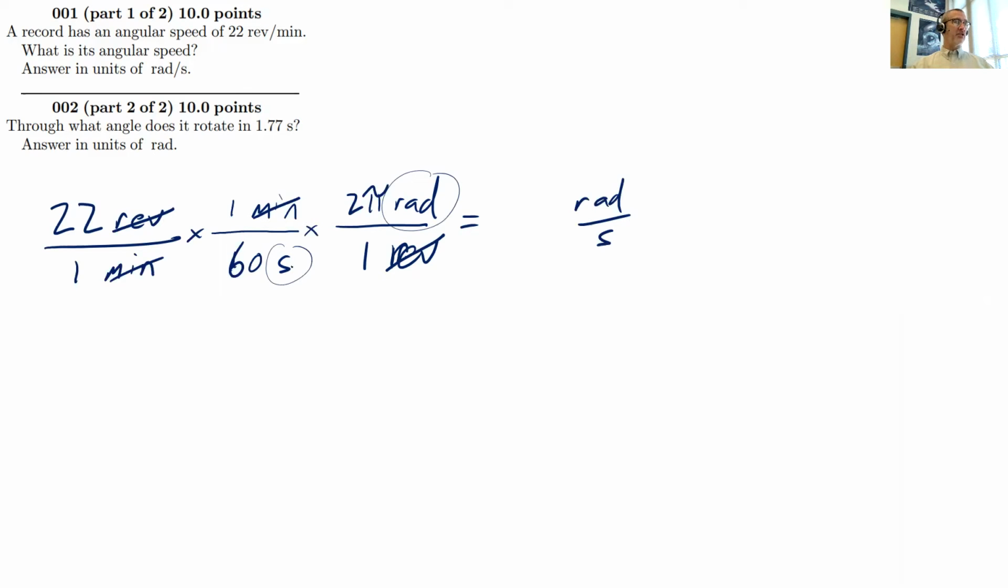Now I have math to do, and I have 22 divided by 60 times 2 times pi, and that will give me a value for how many radians per second. So that is going to give me the answer to question number 1.